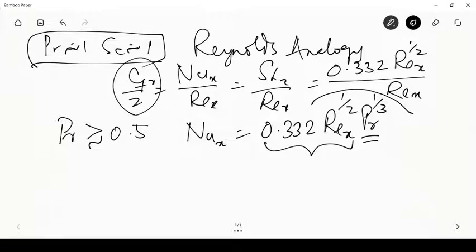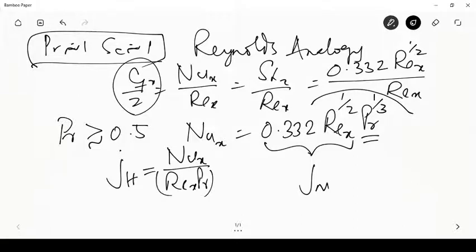So what is done is to define a J factor Jh for heat transfer and Jm for mass transfer, which is defined as Nux divided by Rex Pr multiplied by Prandtl to the power of 2 by 3. So this is a quantity that we define. So what is this then? Basically, Pr to the power of 2 by 3 by Pr is Pr to the power of minus 1 by 3. So you are basically dividing the Nusselt number by Reynolds number and Prandtl number to the power of 1 by 3. So basically, this quantity is often referred to as Stanton number, STX.